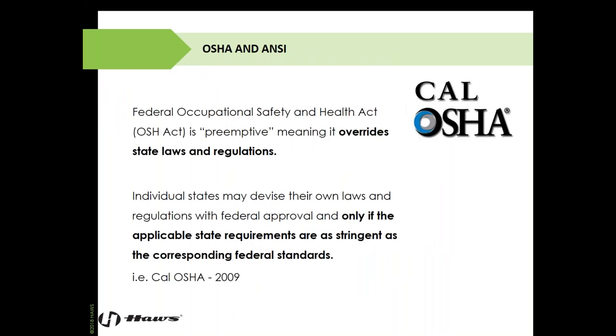Now, Fed OSHA, or the Feds, as I like to call them, the Federal Occupational Safety and Health Act, is a preemptive act, meaning it overrides state laws and regulations. It's the gold standard. It's what all of us have to comply with. Now, individual states, as long as their requirements are more stringent than the federal standards, can devise their own laws and regulations. For example, Cal OSHA is a very prominent example of that, in that they have their own laws above and beyond what federal OSHA requires of us.